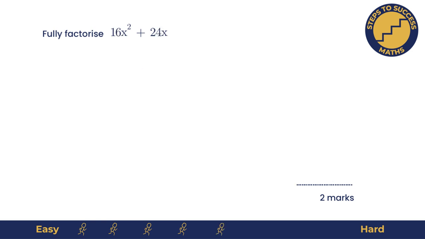Fully factorise 16x squared plus 24x. So find a number, the biggest one we can think of, so I think that's 8. Find a letter, that's x. So we're going to need to do times 2 to get the 16 and times x to get the x squared, plus times 3 to get the 24, and we've already got the x.